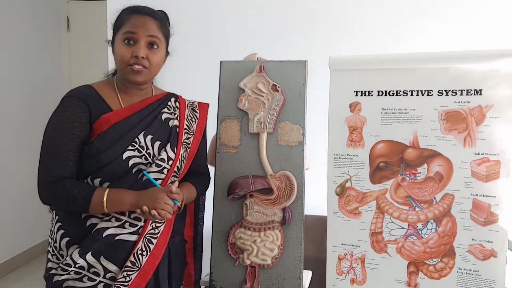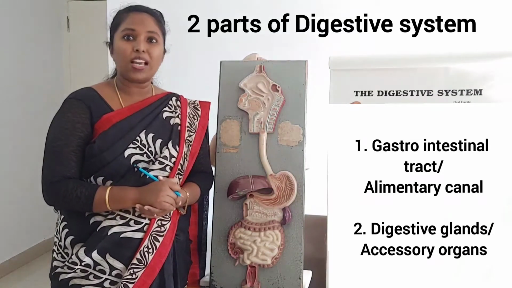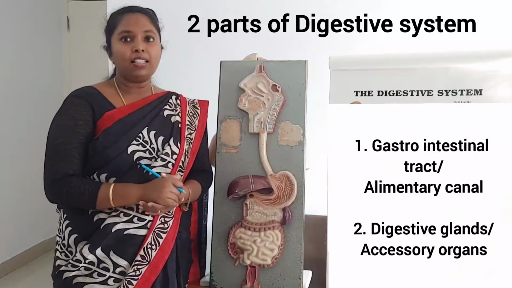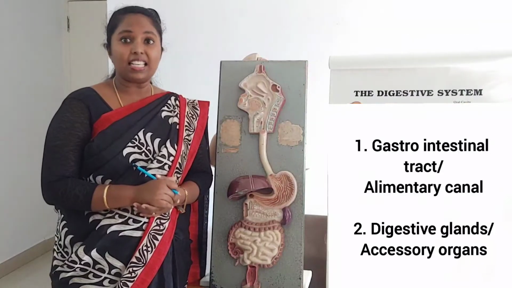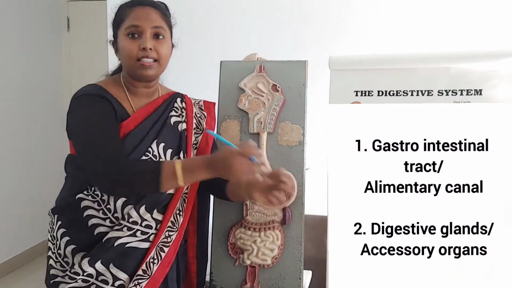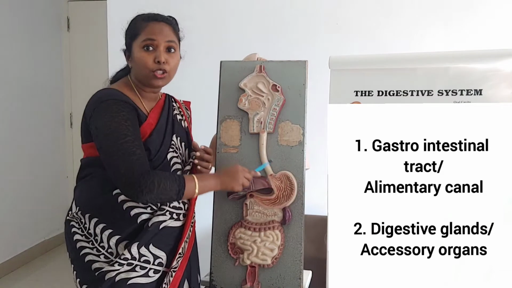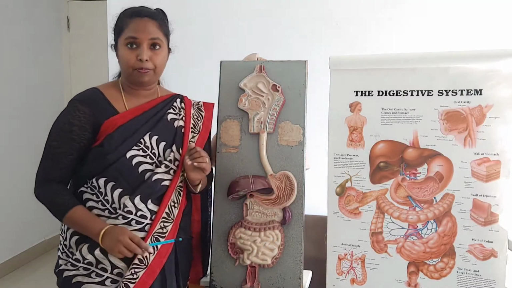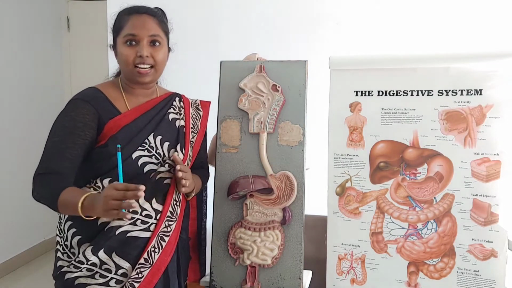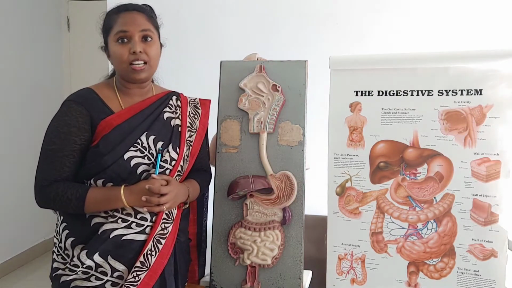In this digestive system, we have two parts. The first one is known as the gastrointestinal tract, GIT. The other name for gastrointestinal tract is alimentary tract. A tract means something is moving forward. In this system also, the food is moving forward from the mouth through a tube and the non-absorbed food goes out. So that is known as a tract, or pathway. So, gastrointestinal tract or alimentary tract.